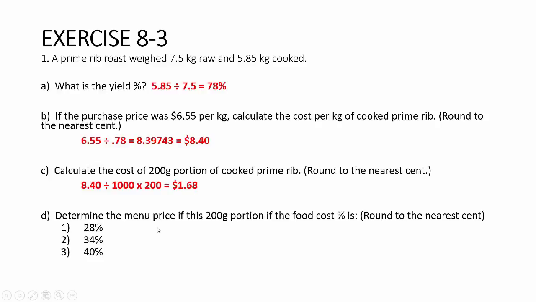Now, if we wanted to sell just 200 grams of cooked prime rib to our customer, we would have to take the EP cost and divide it by the food cost percent. So here is our EP cost of $1.68 divided by 28% gives us $6, and we just repeat the same thing for the 34% and the 40%. Remember your pyramid. If you're looking for the selling price, you take your food cost and divide it by your food cost percent. Work that down for all three of these.